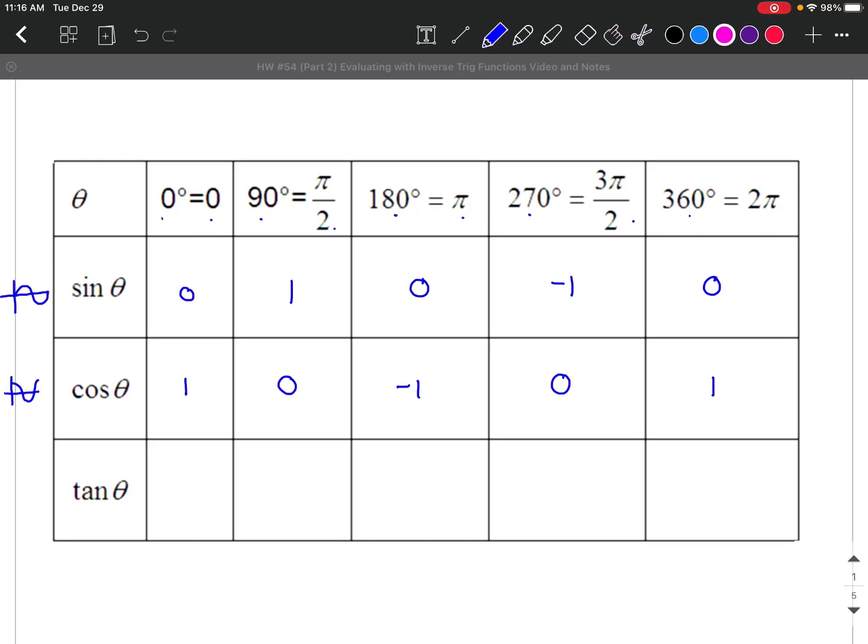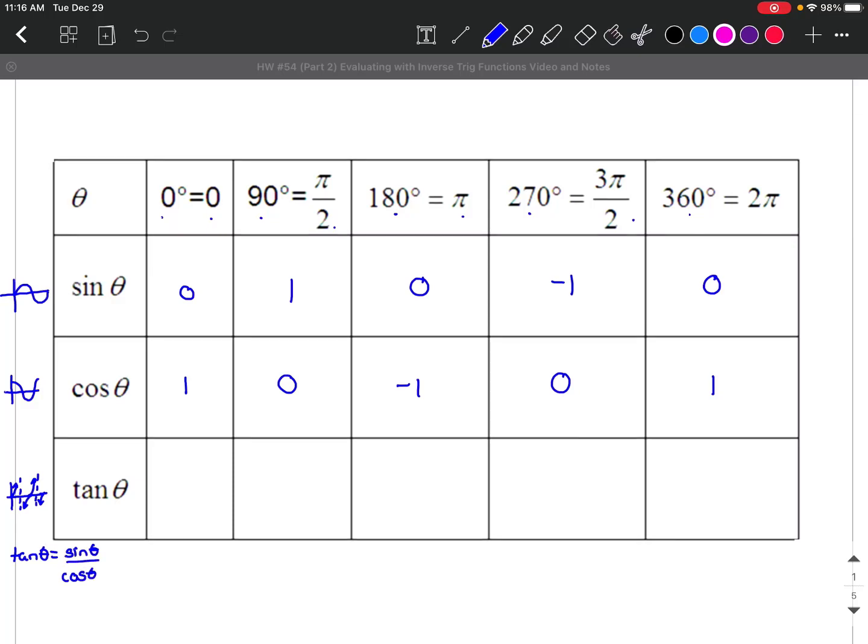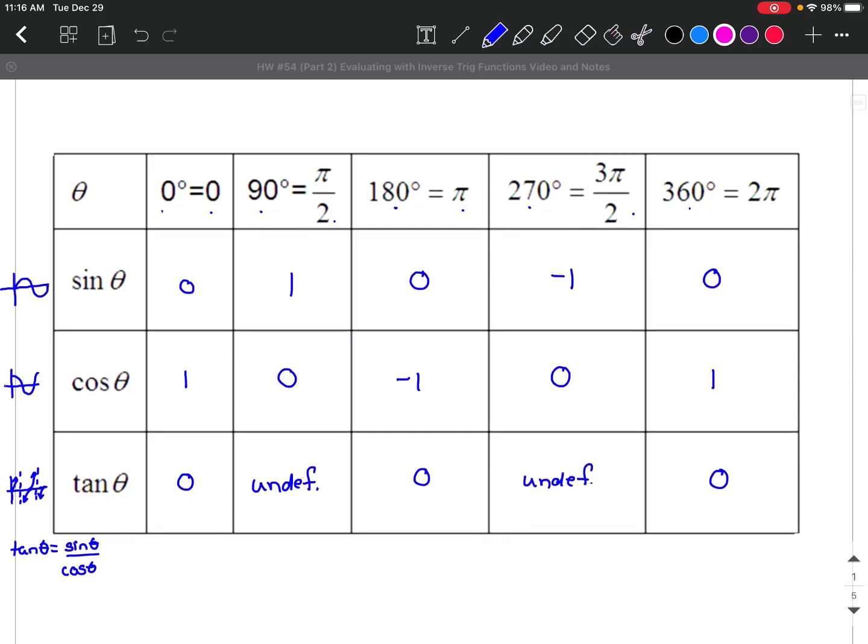Now tangent, you have two options. You're either remembering your graph, or you remember that tangent is sine divided by cosine. So 0 divided by 1 is 0. 1 divided by 0 is undefined. 0 divided by negative 1 is 0. Negative 1 divided by 0 is undefined. And 0 divided by 1 is 0. So that's the first chart.